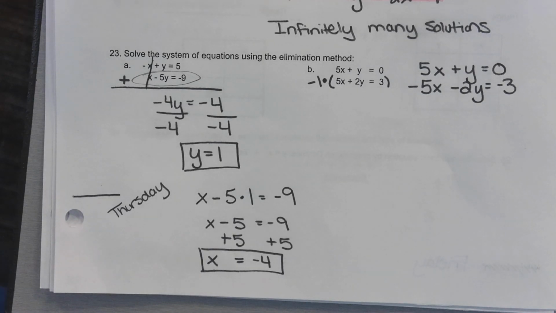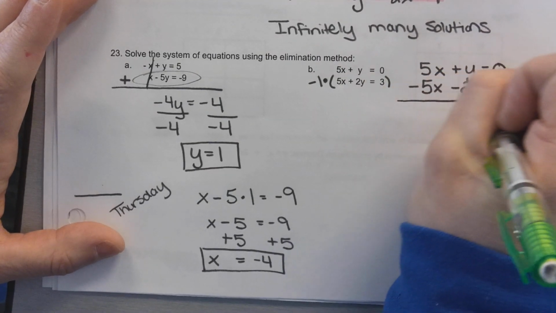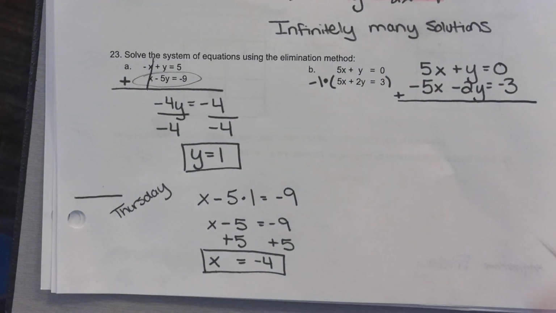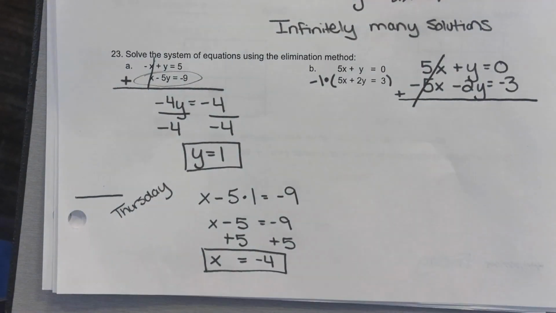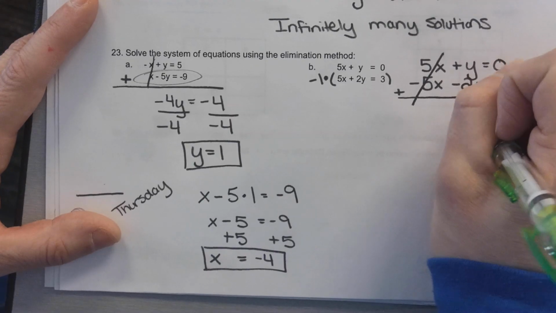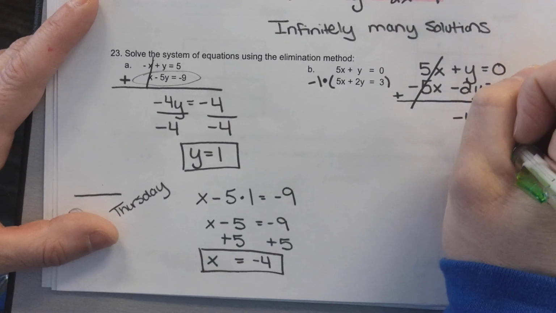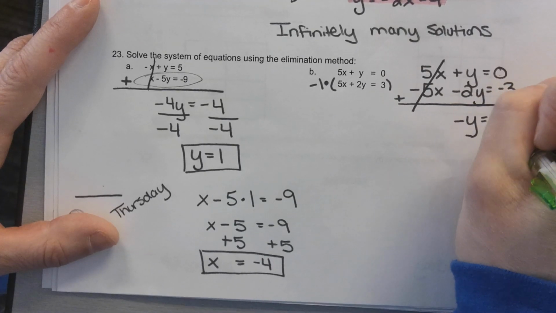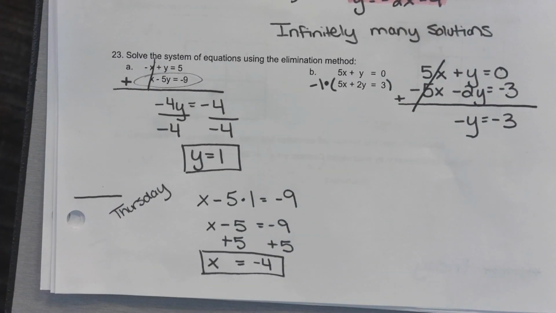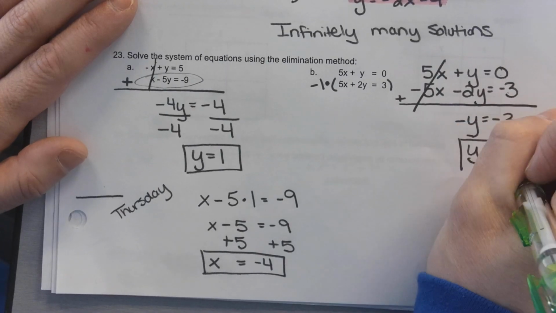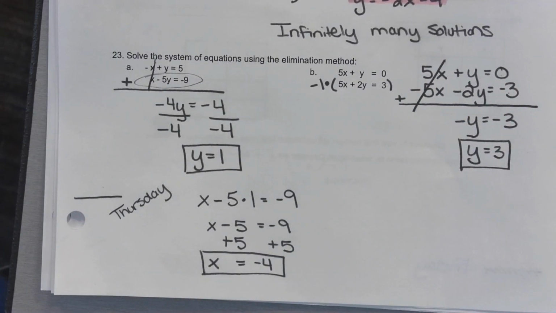And now we do the same thing we did for part A. Let's add them up. What happens to my x's? They cancel out. Lovely. 1 take away 2. That's -1. 0 minus 3. If -y equals -3, then what would positive y equal? Yeah. So that's my answer for y, but I still have to find x.